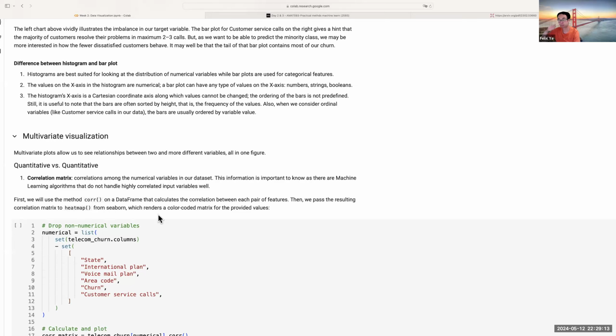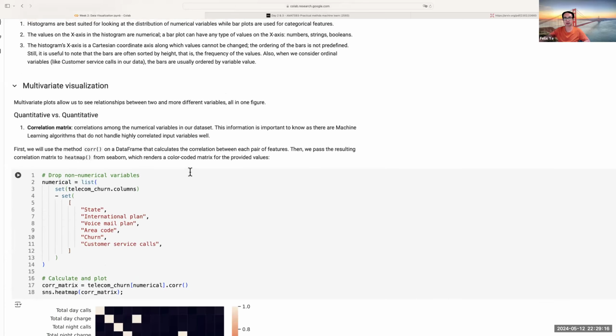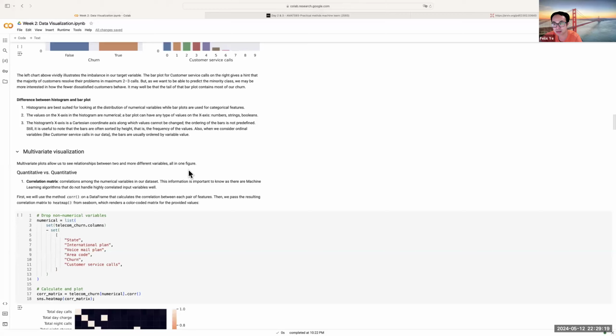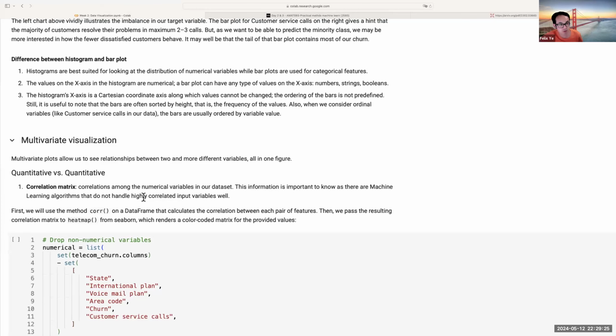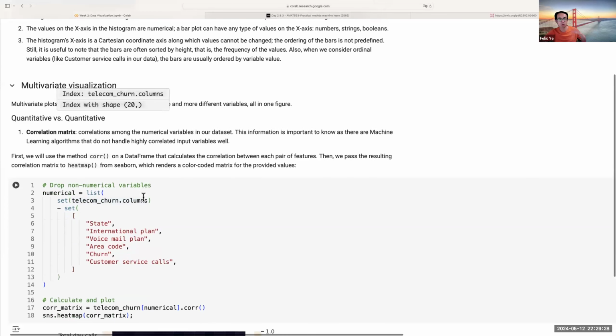Okay, so we have talked about all these univariate things, and next we're going to talk about multivariate visualization. That means we want to see the connections between two or more different features in one figure. We're not just interested in one feature; we want to see two or more features. I already demonstrated certain parts of that in the last video, but in this video, we're going to talk about this systematically.